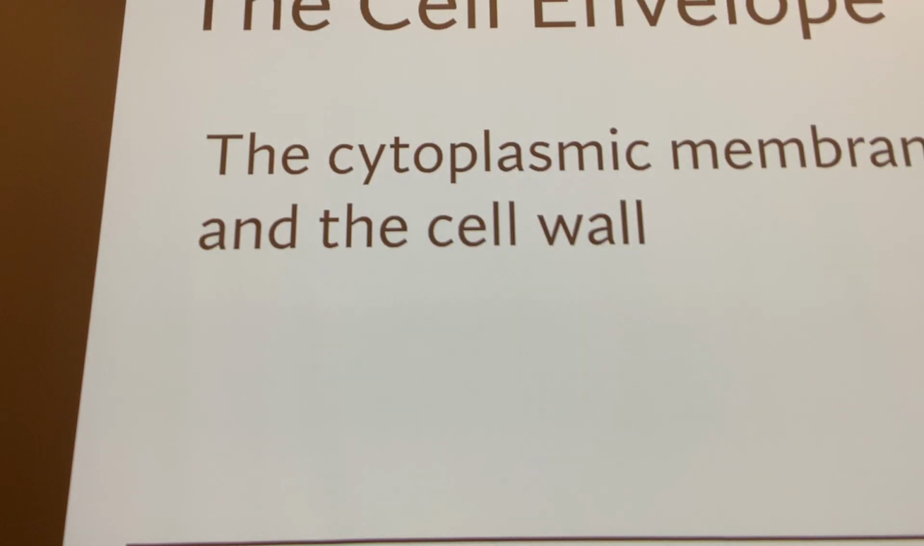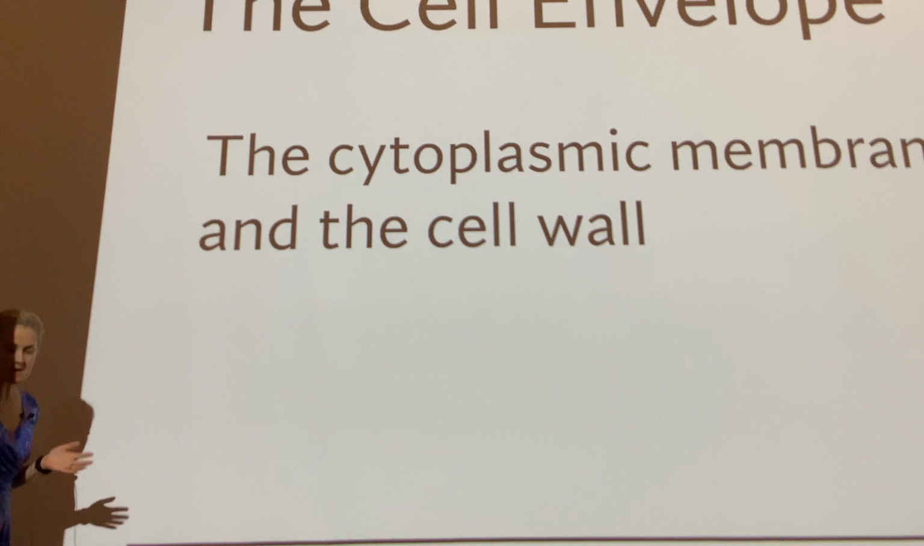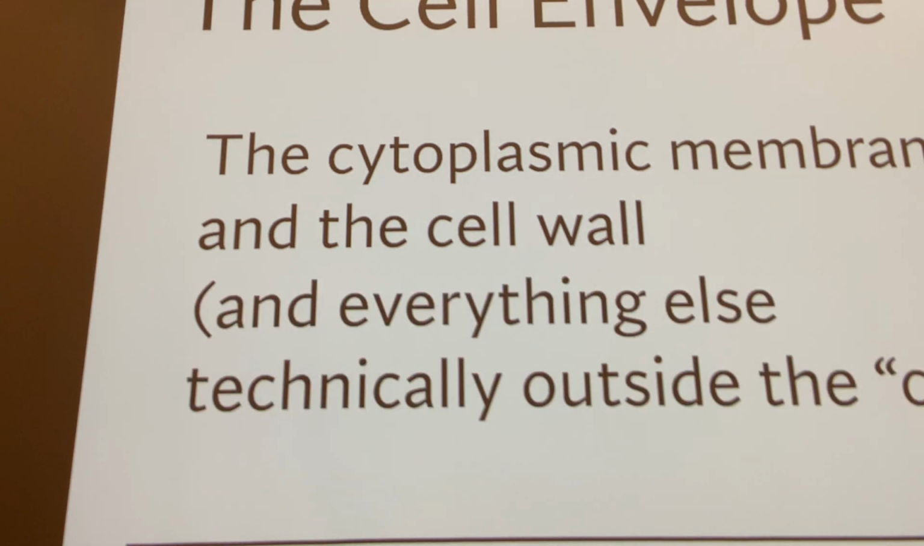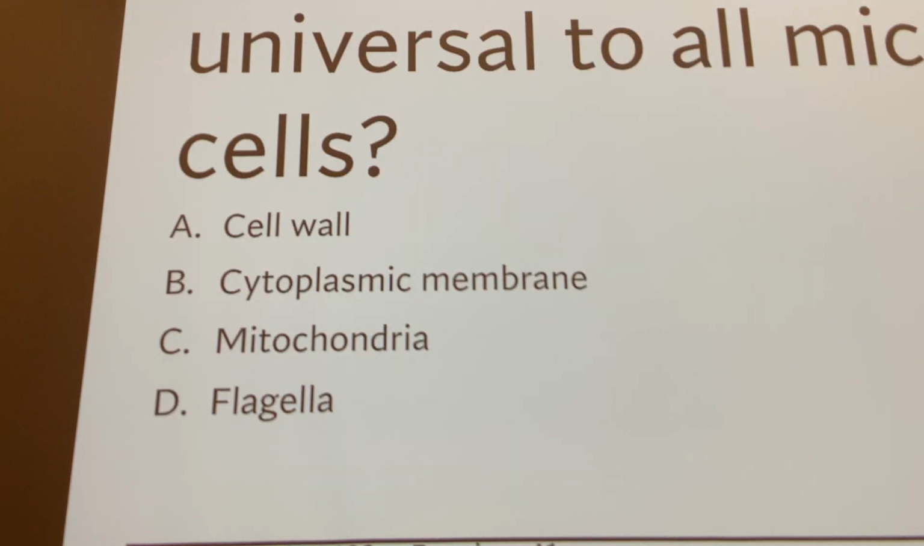All right, so we're going to move on to talking about the cell envelope. The cell envelope is essentially everything that includes the outermost barrier or the surface of the cell, including the cytoplasmic membrane and all of the stuff that goes on outside of that cytoplasmic membrane. Technically, everything that is outside the cell or encompasses that outer barrier of the cell.